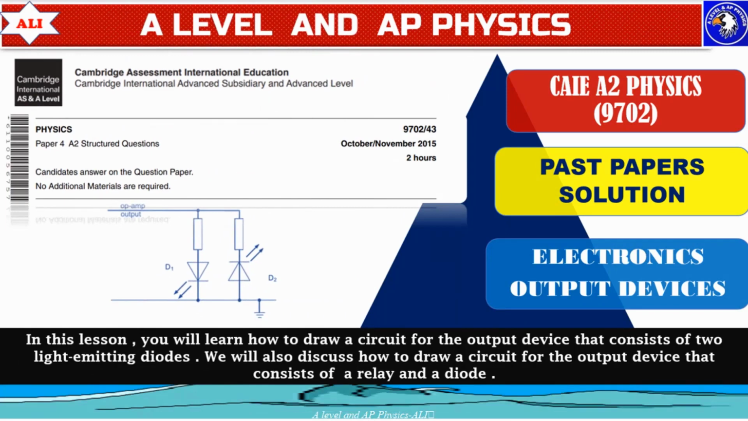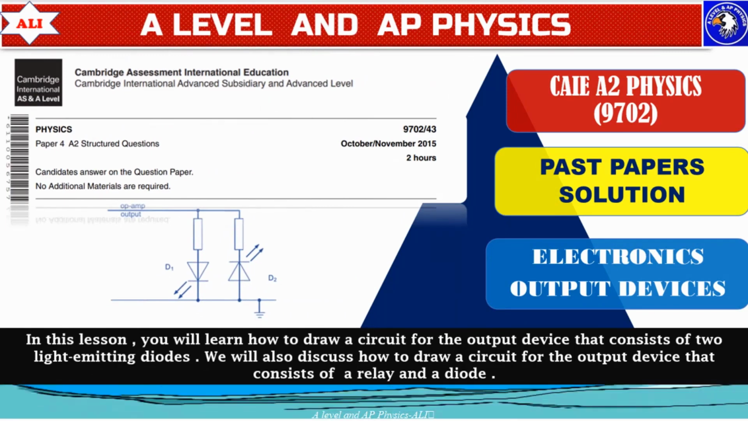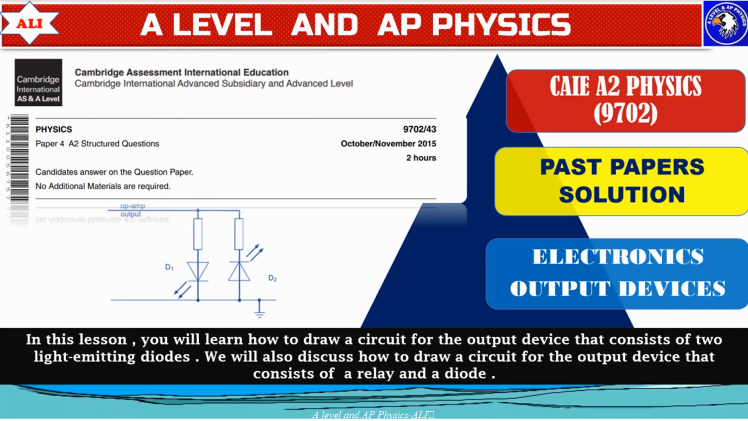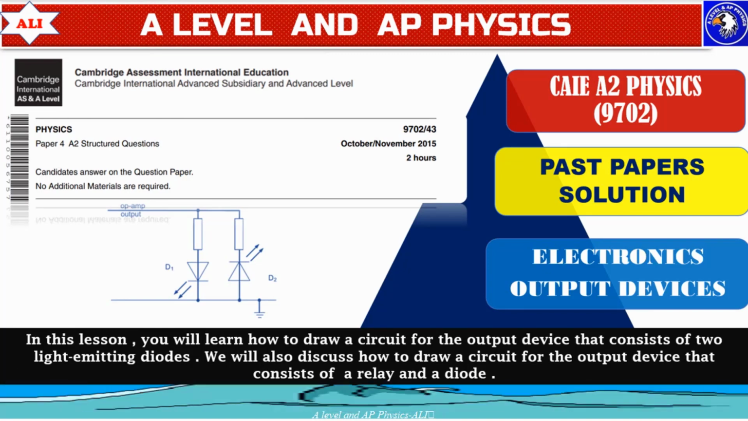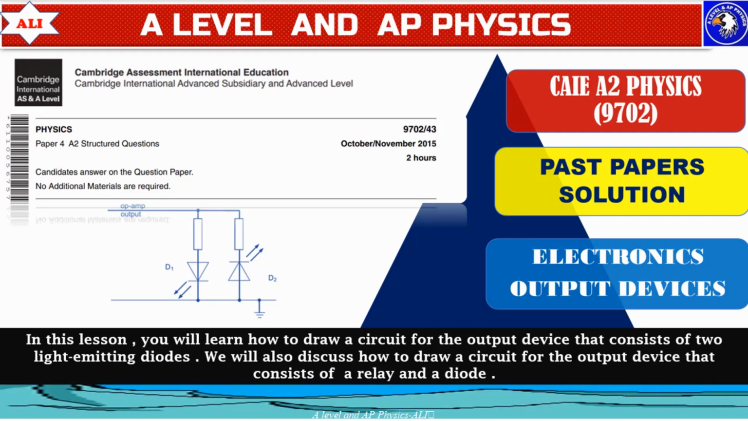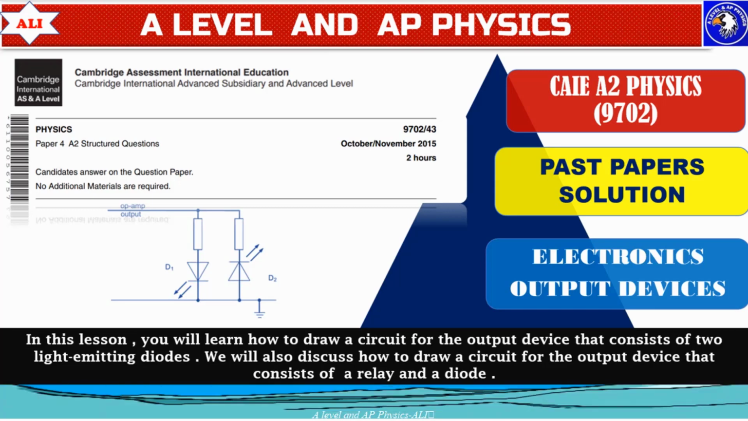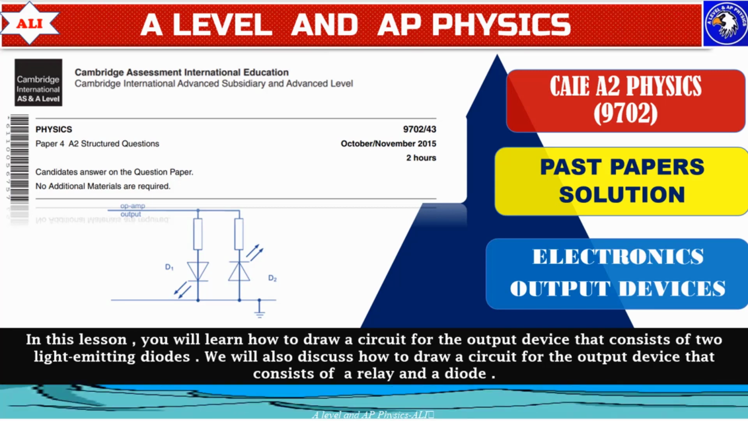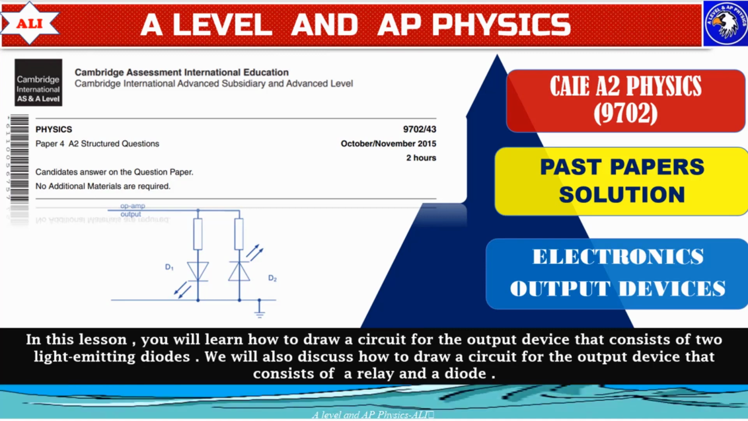Welcome to A-Level and AP Physics, a place where you can improve your understanding of physics with confidence. In today's class, we will talk about the Electronics chapter from Cambridge A2 Physics. In this lesson, I'll explain how to draw circuits for output devices such as light-emitting diodes, or simply LEDs, and relay with the help of past paper questions.